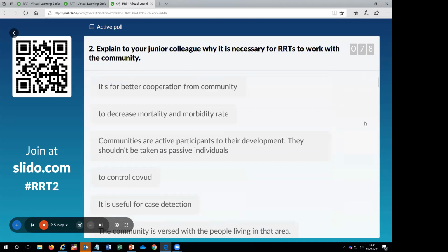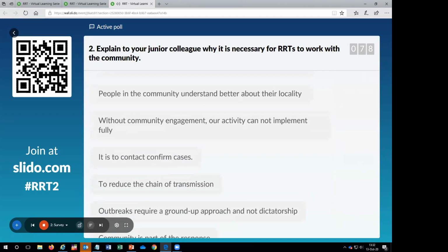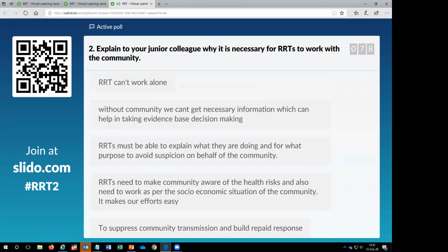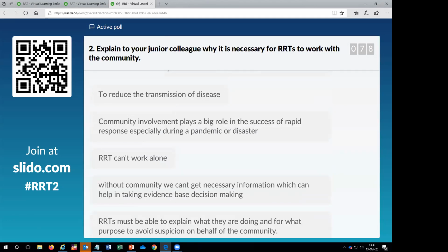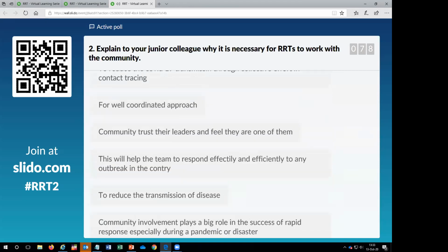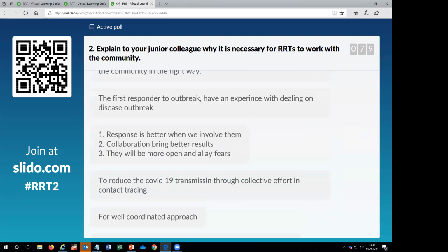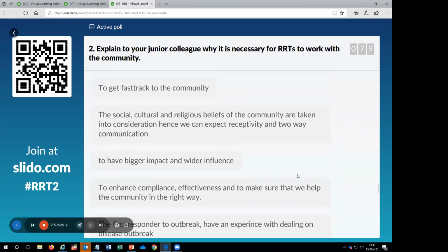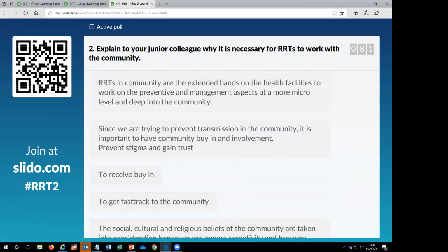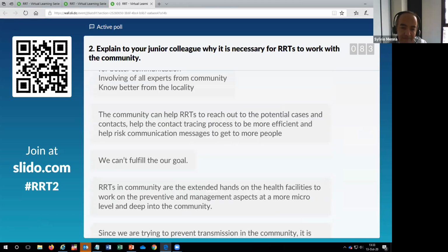Okay, let's go from the bottom. We have a lot of good suggestions here to respond to that question. Rapid response team can't work alone. This will help the team to respond effectively and efficiently to any outbreak in the country. We need to have a well-coordinated approach that includes the community. Social, cultural, and religious beliefs of the community are taken into consideration. Hence, we can expect receptivity and two-way communication.